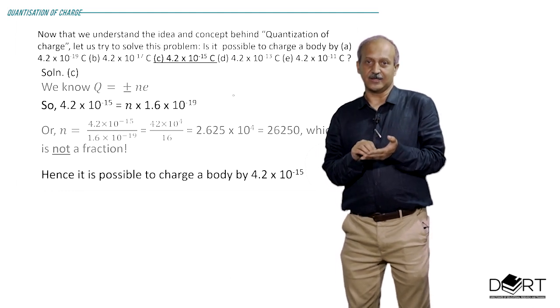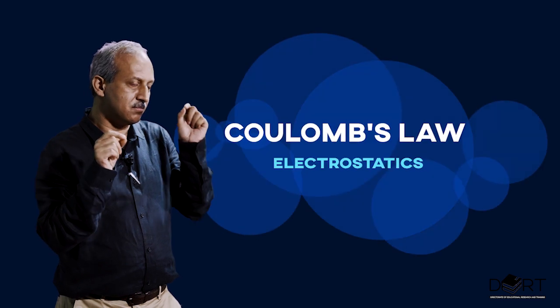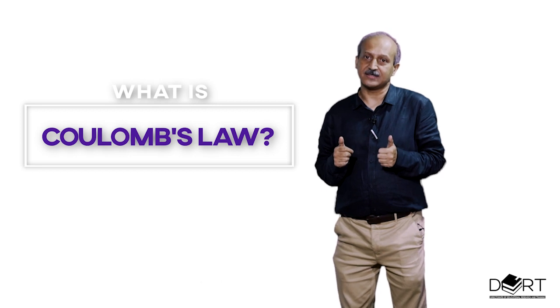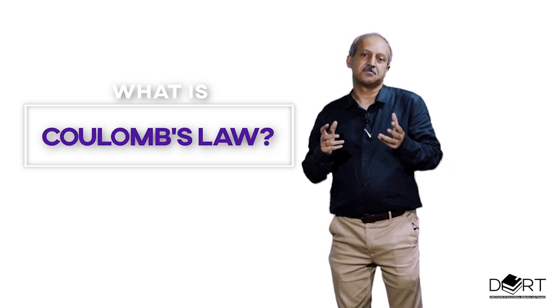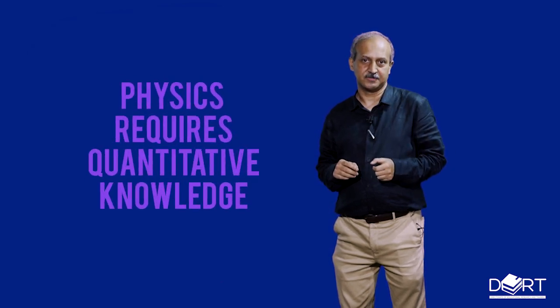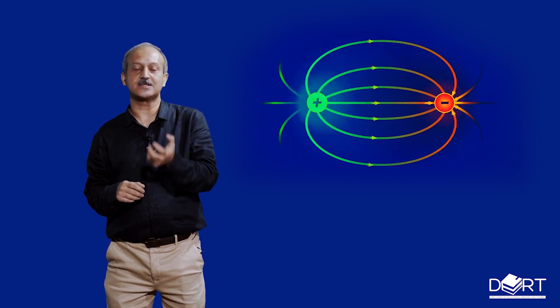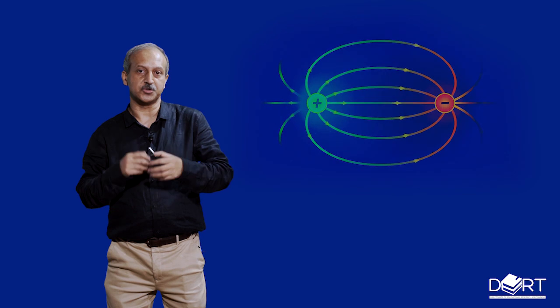Once we are through with this idea of quantization of charge, let's move forward. And our next topic here, one of the most important topics in this chapter on electrostatics, is Coulomb's law. What is Coulomb's law all about? Now, whenever we study physics, it's not enough to know that qualitatively charges repel or attract. Opposite charges attract, like charges repel. That's qualitative knowledge. Physics always requires quantitative knowledge, and that's what Coulomb's law does. Coulomb's law gives us a working formula with which we can actually calculate how much force there will be between two known charges.